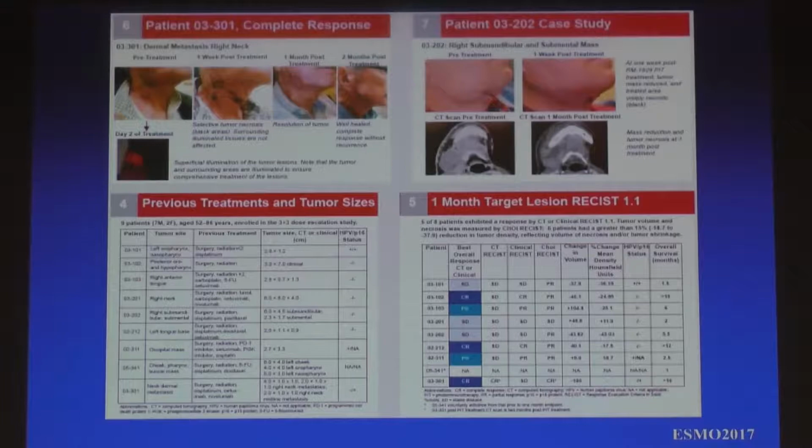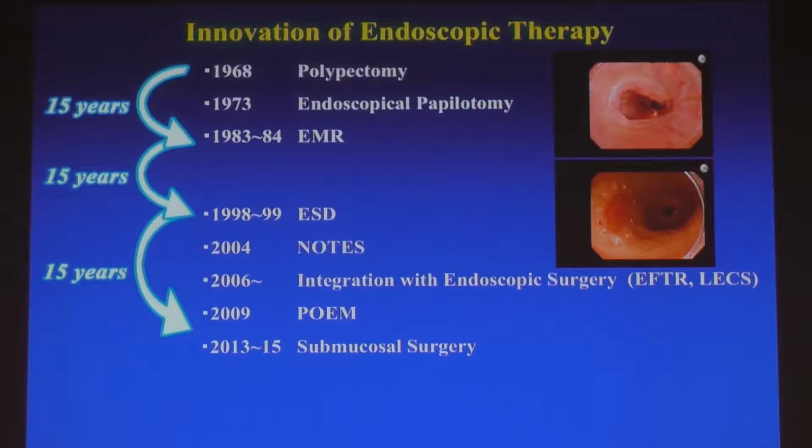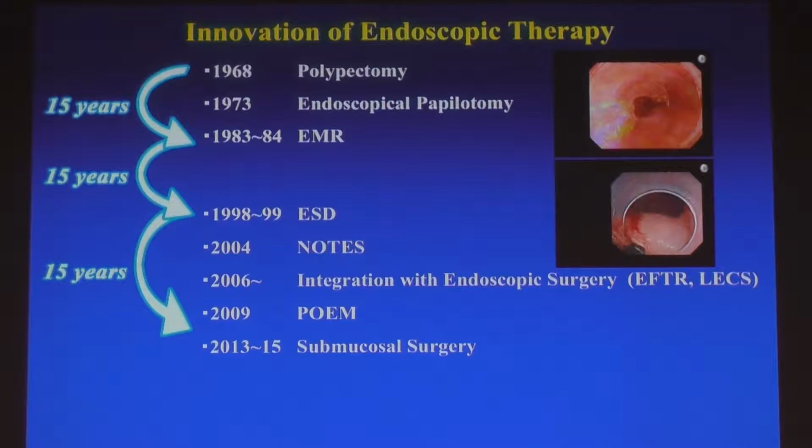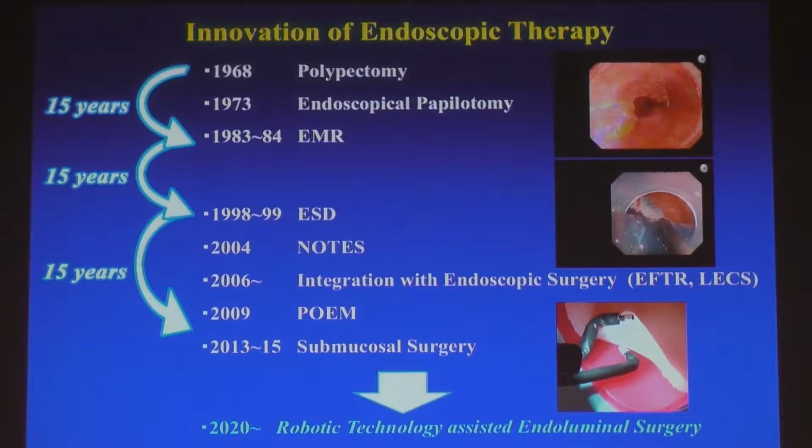So, innovation of endoscopy therapy has been repeated in approximately 15-year cycles. That means 1968, colonoscopic polypectomy was developed. 1983, EMR. 1998, ESD. And 2009, POEM. 2013, so-called hybrid surgery. So, in the 2020s era, I expect robotic technology assisted endoluminal surgery.